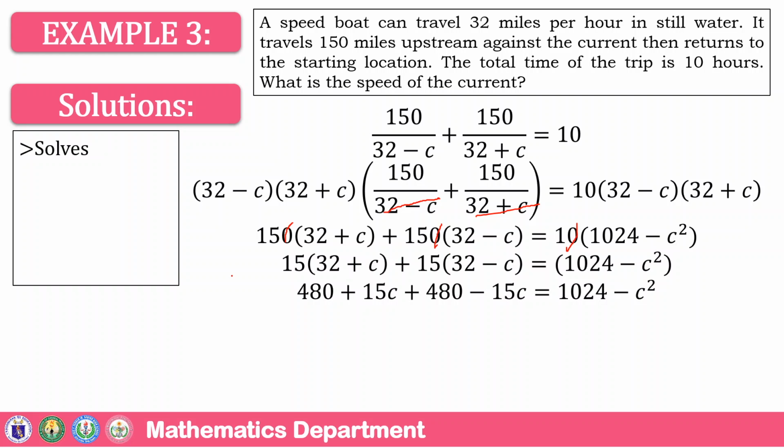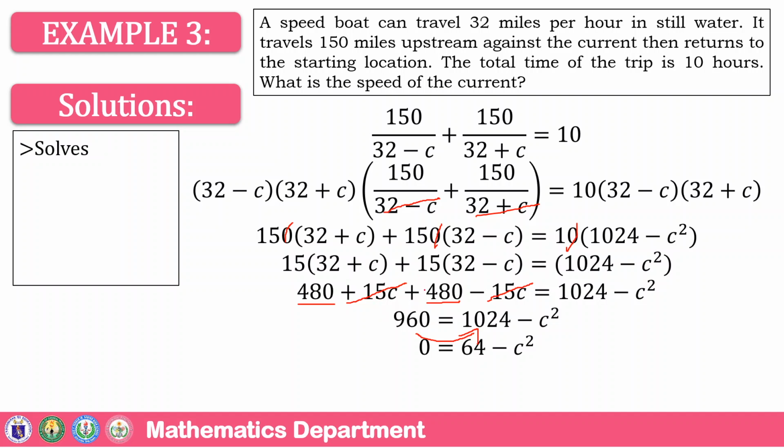Next, pagsamahin natin yung common term. 480 and 480, pagka pinagsama natin, meron tayong 960. And then, yung 15c tsaka yung negative 15c, 0 na siya, so hindi natin siya ipapakita. Then, copy ulit natin yung term at the right of the equals. Next, lipat natin ngayon si 960 sa right. Pagka siya nilipat natin, magiging negative siya. So, minus natin. So, 1024 minus 960. Ang kalalabasan niyan is 64 na lang.